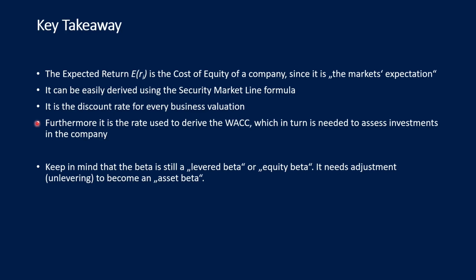But keep in mind that the beta is still a levered beta or equity beta, since the stock or the company that we observe on the market is usually levered. It inherits bonds or debt finance. It needs some adjustment that we call unlevering to become an asset beta, and it can be relevered again if you want to value a different company like a peer group company.